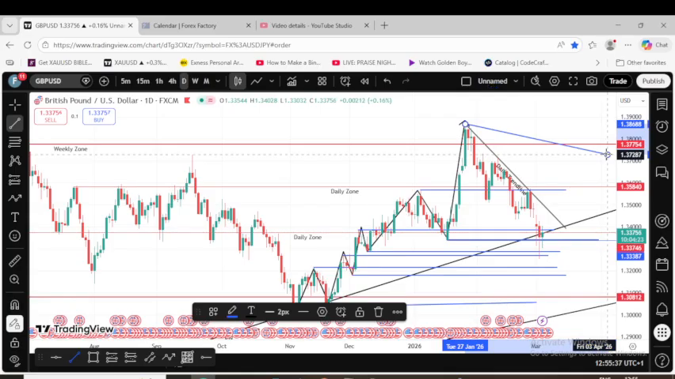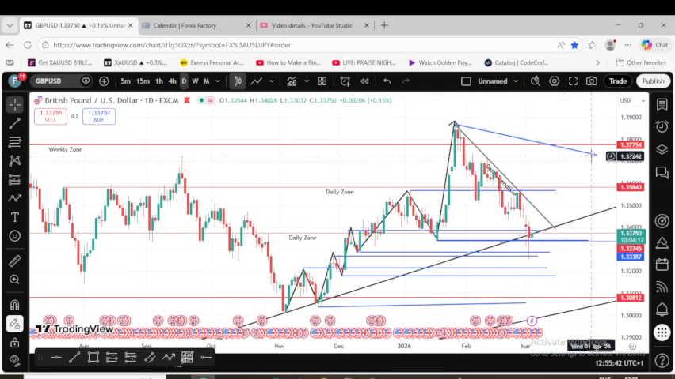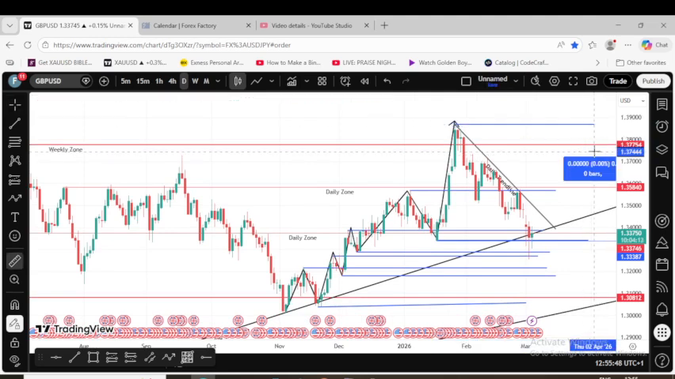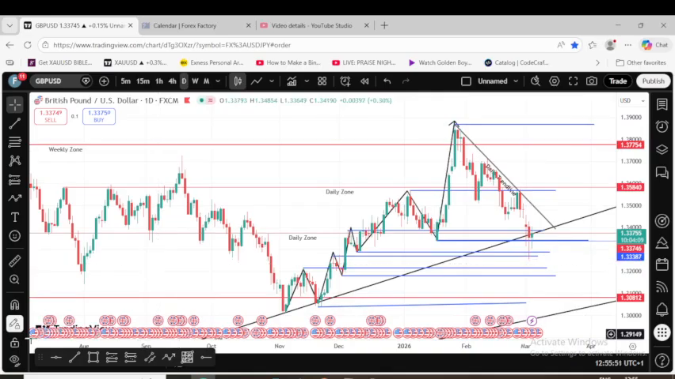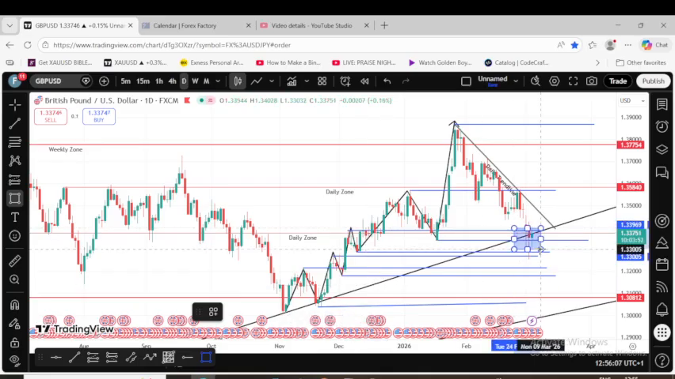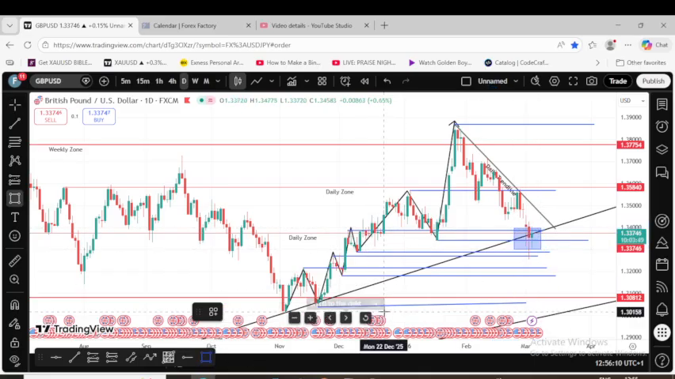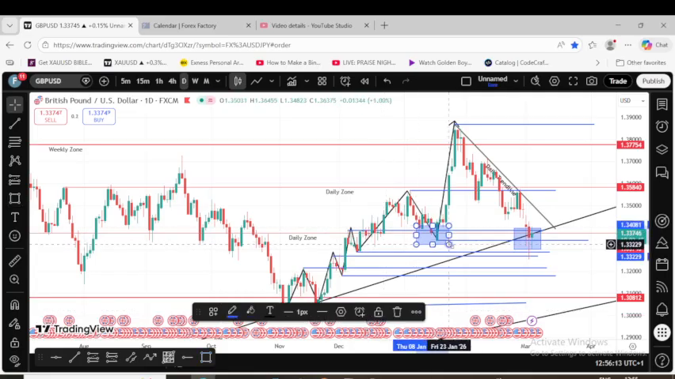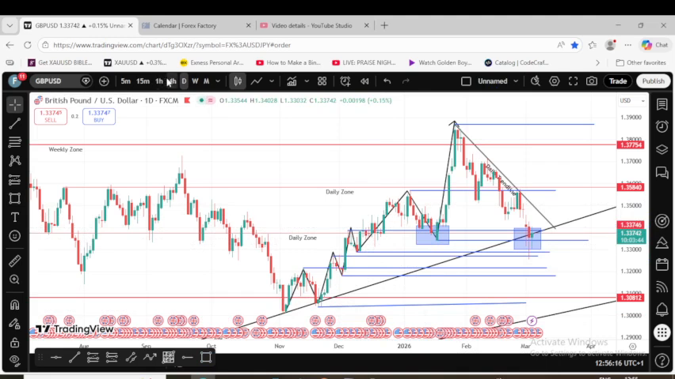Okay, so at this point, at this blue candlestick, I'm expecting probably something. Let's go down to the 4-hour time frame.